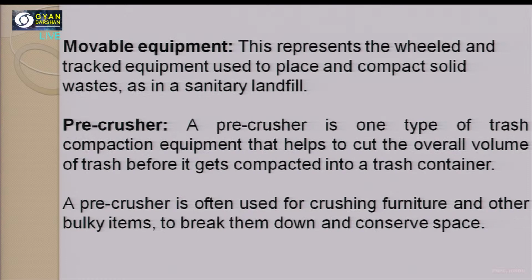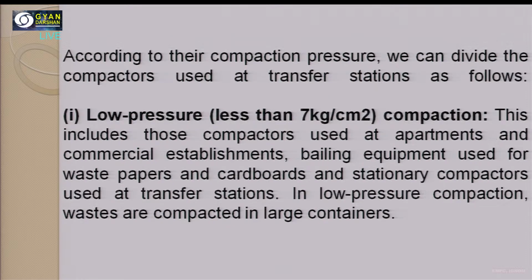Movable equipment. This represents the wheeled and tracked equipment used to place and compact solid waste as in a sanitary landfill. Precrusher. A precrusher is one type of trash compaction equipment that helps to cut the overall volume of trash before it gets compacted into a trash container. A precrusher is often used for crushing furniture and other bulky items to break them down and conserve space.